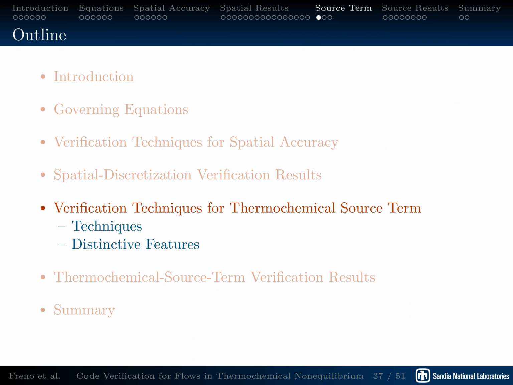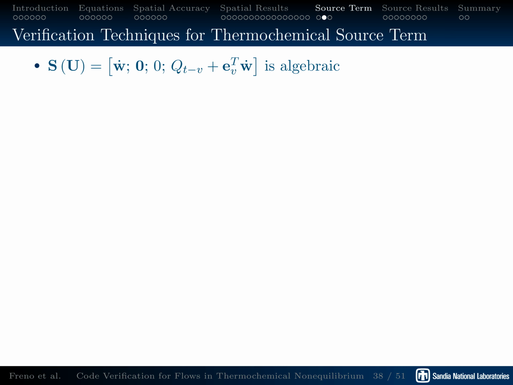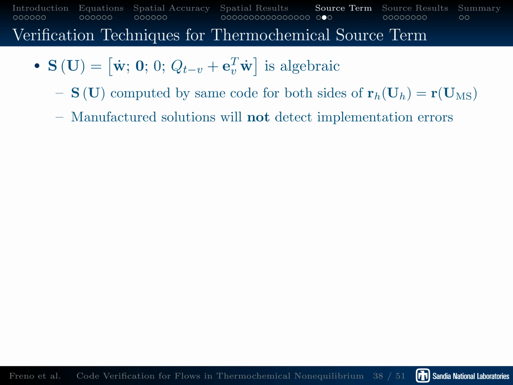Now we will discuss the thermochemical source term. The thermochemical source term is algebraic. Therefore, it is computed the same way on both sides of the equation if we use manufactured solutions. And as a result, manufactured solutions will not detect implementation errors.